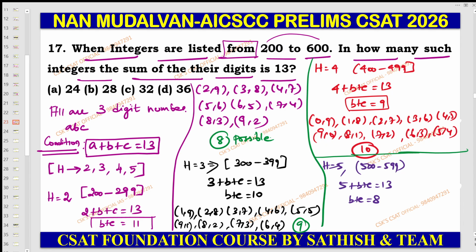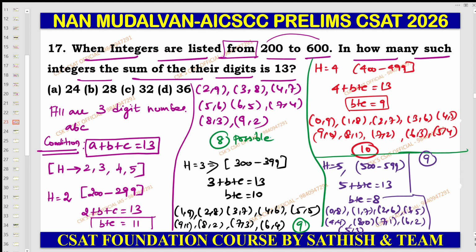So what all are possible? 0 comma 8 possible, 1 comma 7 possible, 2 comma 6 possible, 3 comma 5 possible, 4 comma 4 possible, and the reverse of that, 8 comma 0 possible, 7 comma 1 possible, 6 comma 2 possible, 5 comma 3 possible. So how many such possibilities are there? Total here 9 such possibilities.